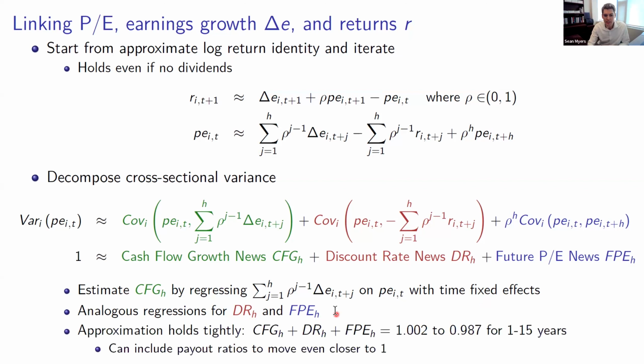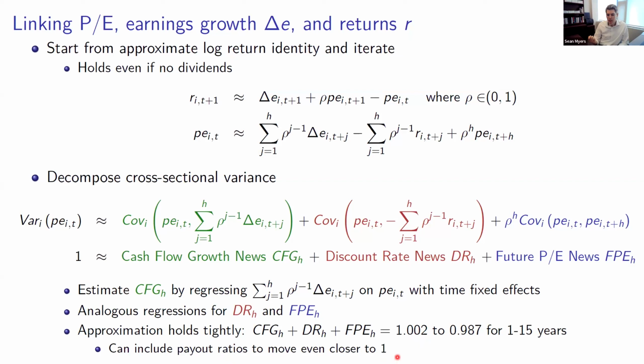Now, as a final note, what we find is that this approximation, while it's not an exact identity, holds fairly tightly. So if we add up these three components, they sum to 1.002 or 0.987 across different horizons of 1 to 15 years. So it's always within 1.5% of the total. We can include additional terms like payout ratios to move this total decomposition closer to 1.